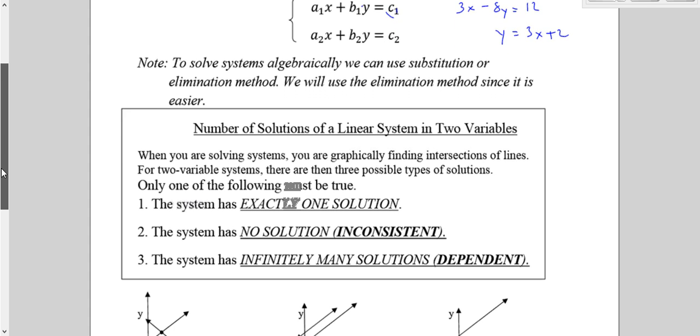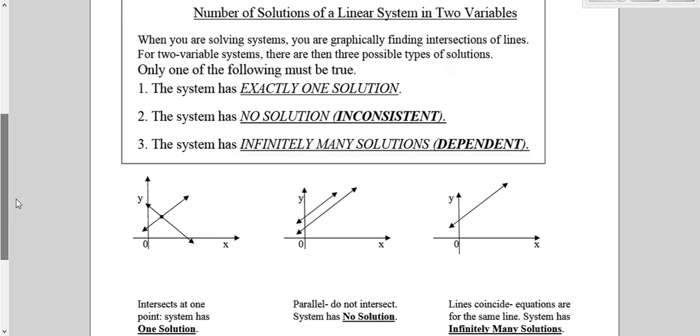In 6.2, we're going to look at the solutions of a system. The number of solutions in a linear system in two variables is going to be one of three types. Exactly one point, or one solution, which would be the intersection point of two lines. We might have no solution, where the system is inconsistent, if the two lines are parallel to each other. And finally, we could have infinitely many solutions, which is a dependent system, if the two lines end up being the same.